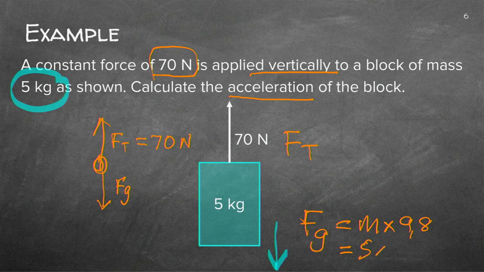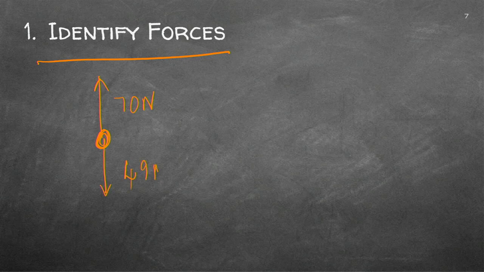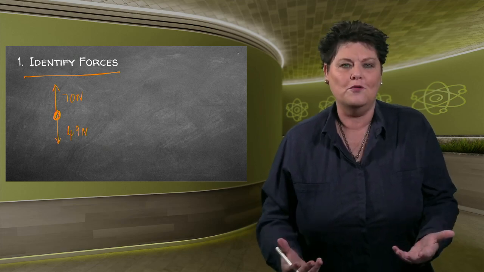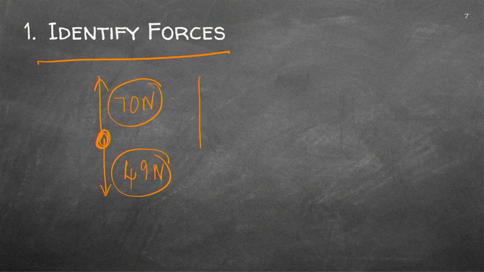5 times 9.8 will give you a value of 49 Newton. Right, so what did we do? We identified the forces. The upward force is 70 Newton. The downward force is 49 Newton. Now think about it. In which direction will this object, this block, move? Well, if this is greater than that, it will move upward.